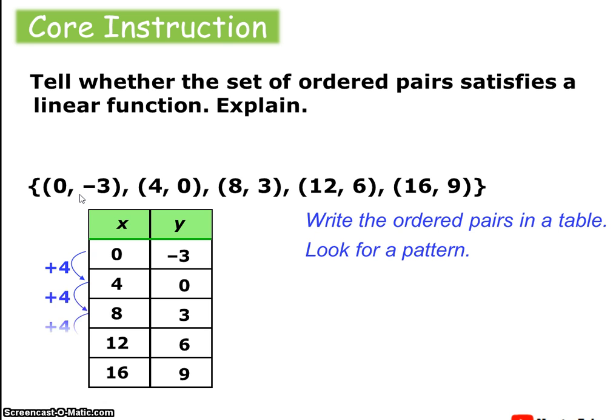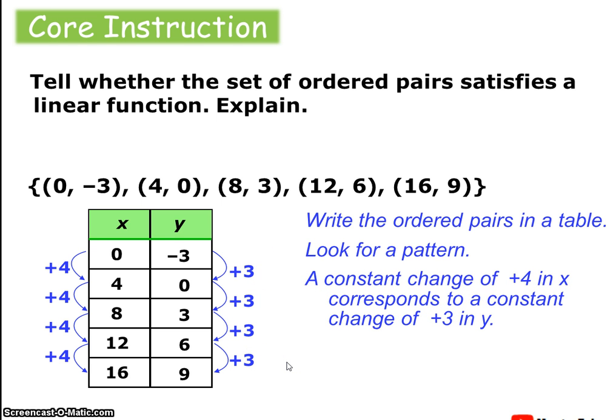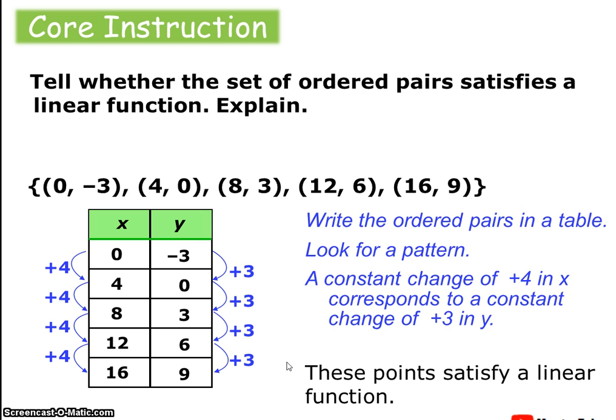It appears that I'm adding 4 to each side on the x values, and I'm adding 3 to each side on the y values. So because we have that constant change in x's that corresponds to the constant change in y's, we indeed have a linear function.